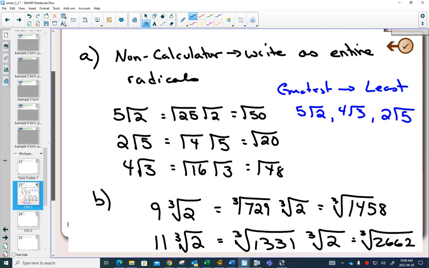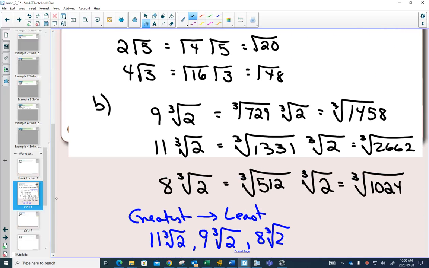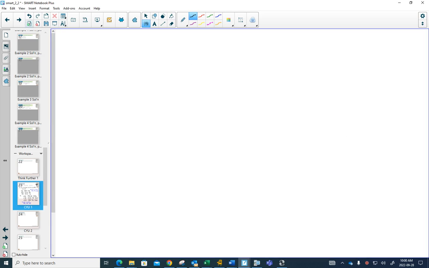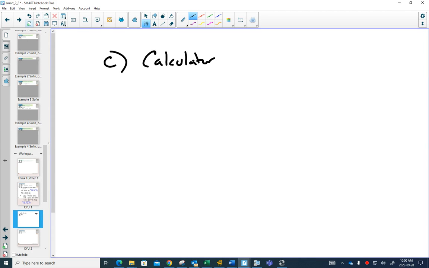And then when we get to part C, when you have things that are different, like we have fourth roots, square roots, and cube roots, this would be calculator. And in calculator, all you would do is start with 3 times the fourth root of 8.